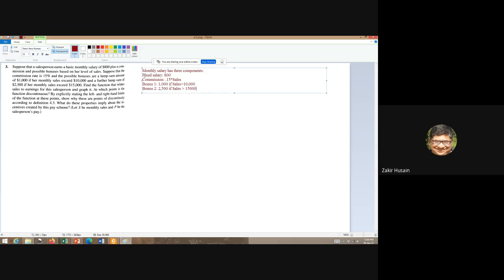So that means he gets a fixed salary of 800. He gets a commission, and depending upon how much he sells, he will either not get a bonus or he will get a bonus of 1,000. If he sells more than 15,000, he gets both the bonuses. A further lump sum of 2,500.